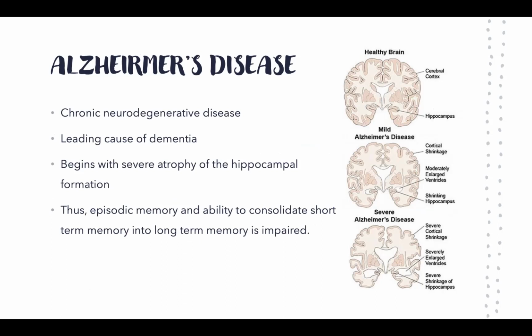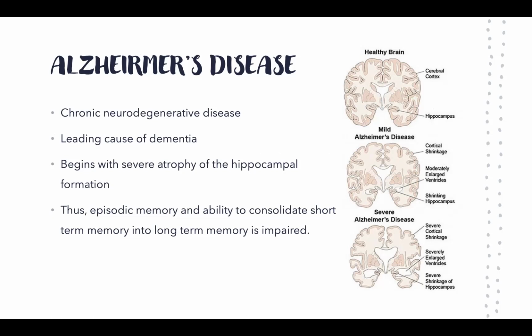It's a chronic neurodegenerative disease. It's a leading cause of dementia in the developed world. And it starts off with severe atrophy of the hippocampal formation. So it starts off with the shrinking of the hippocampus and can also lead to cortical shrinkage as well. But it starts off in the entorhinal cortex and these areas. And as it spreads, as you can see, you can get severe cortical shrinkage. It can also affect parts of the brain that can lead to cognitive decline as well.